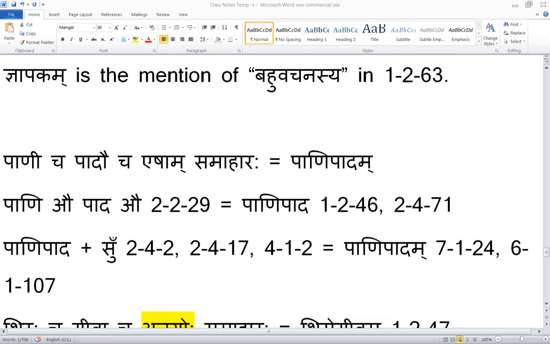It will be singular, be a samahara, it will be a grouping. So we saw the examples: pani cha padau cha esham samaharaha, pani padam. So we made pani plus au, pada plus au. That's from charthed dandvaha, which we used. But to this point, make pani pada by doing the krittadita samasascha.